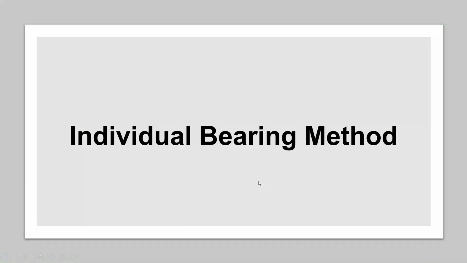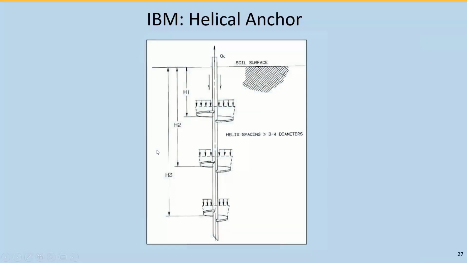So, how do you determine the pile capacity using the individual bearing plate method? By the way, when you see the word individual, that means these helical plates behave independently from each other. And for that to happen, there has to be some requirement. Like I told you, there is a requirement on the spacing between these helical plates, and I'm going to talk about it. So what does the individual bearing plate method say?